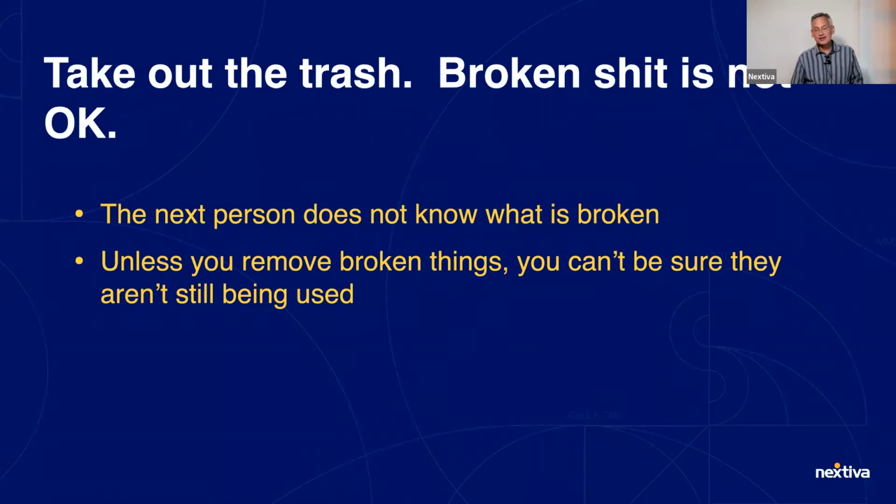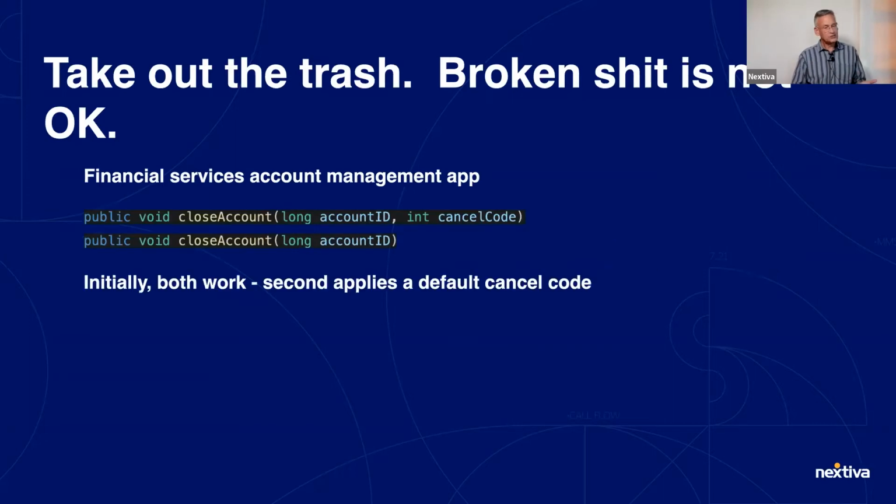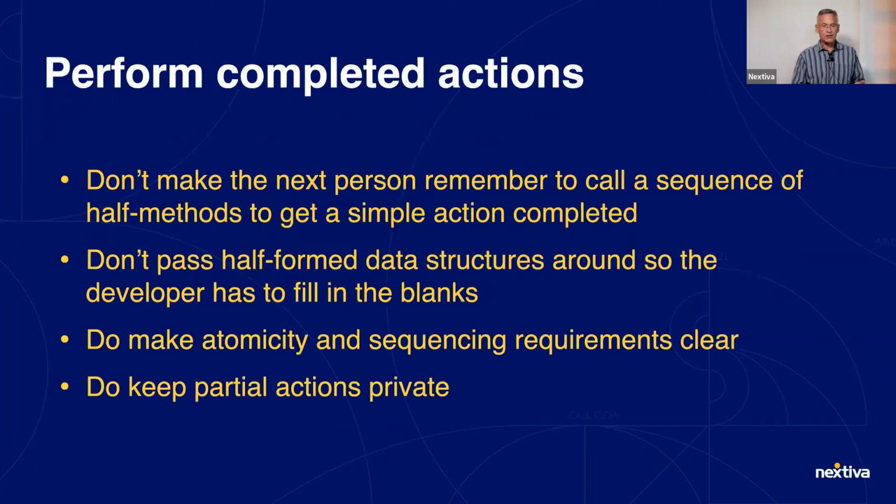Unless you remove the broken things, you can't be sure if they're still being used. And that's actually one of the hardest things about taking out the trash. There'd be a whole lot less trash in code if you didn't have to go do the work of figuring out where the trash is still being used. You have to do it. Otherwise, it just lingers, and it's not approachable. It's not safe.